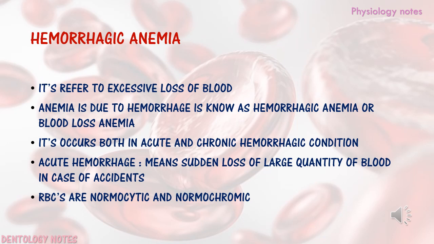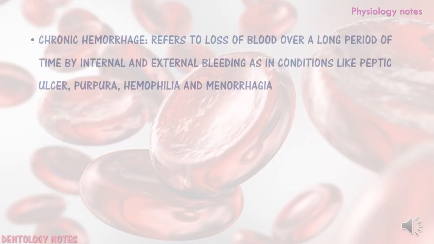Hemorrhagic anemia refers to excessive loss of blood. Anemia due to hemorrhage is known as hemorrhagic anemia or blood loss anemia. It occurs in both acute and chronic hemorrhagic conditions. Acute hemorrhage means sudden loss of a large quantity of blood, as in accidents. RBCs are normocytic and normochromic.